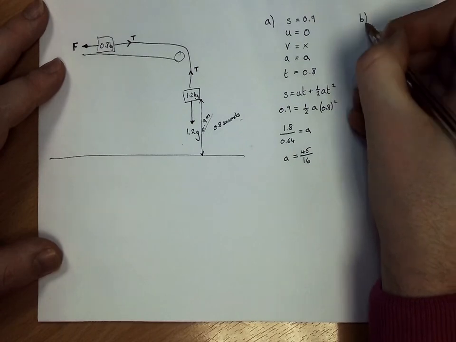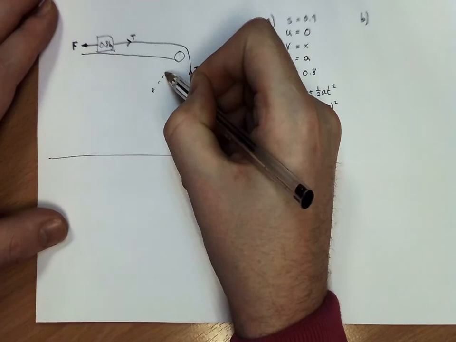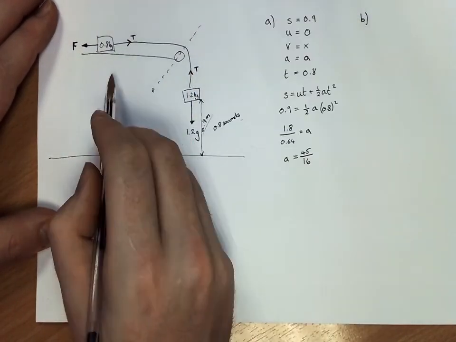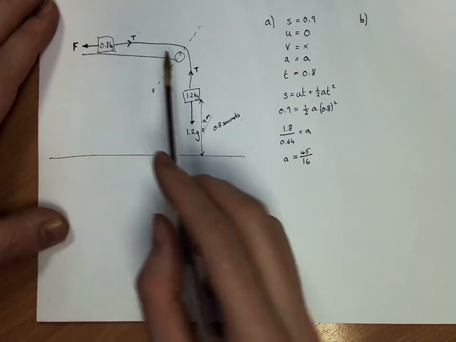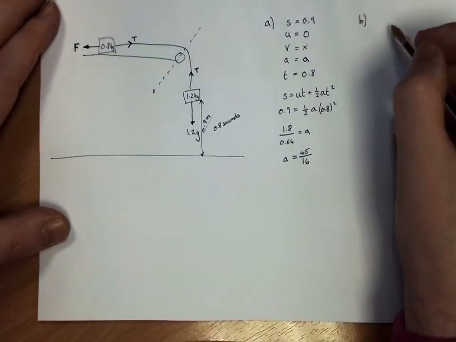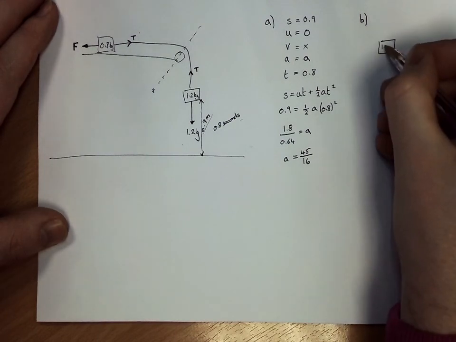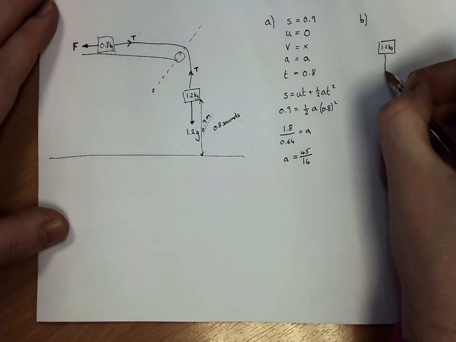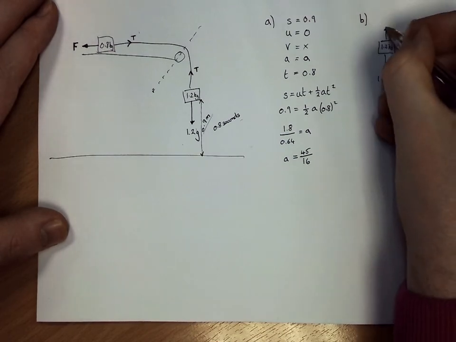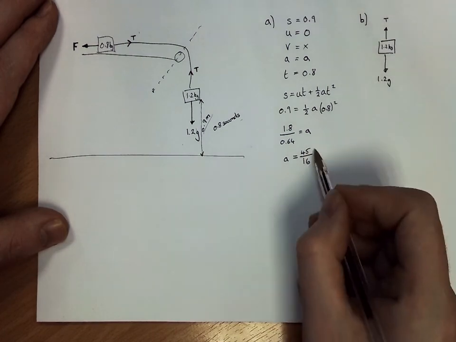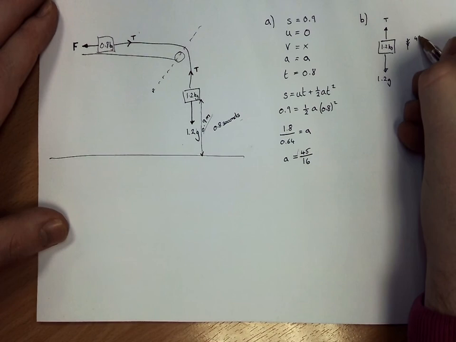Part B asks us to find the tension T. I am going to split the model up, and I could use this particle or this particle. The problem with using this particle is we still have two unknowns, so I'm going to have to work with this one. So we have our box of 1.2 kilograms. I have a force coming down of 1.2 G. I have the upwards force, which is the tension, and I've just worked out in the previous question that it is accelerating in this direction at 45 over 16.